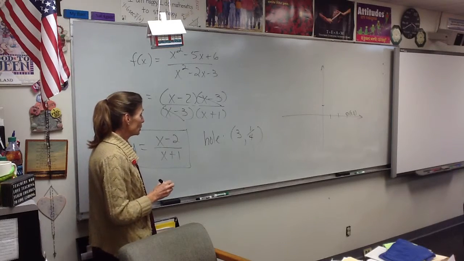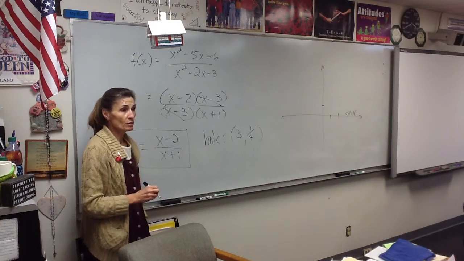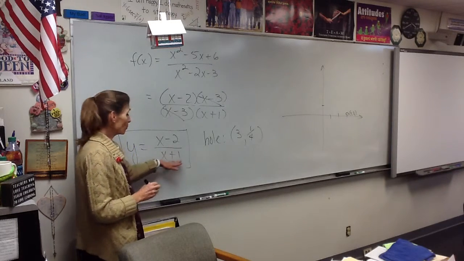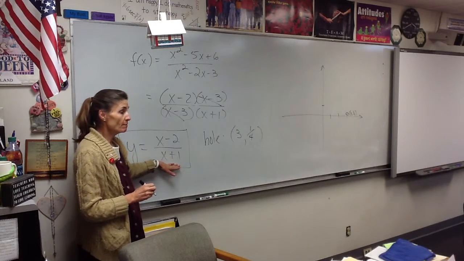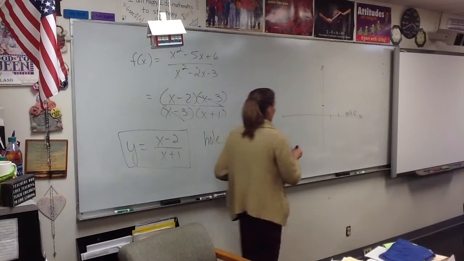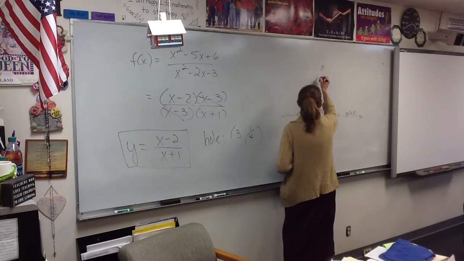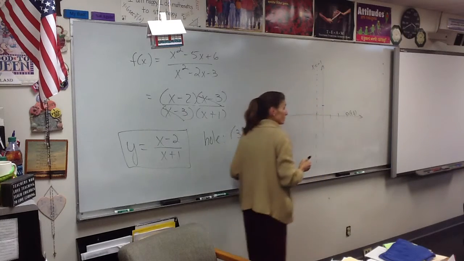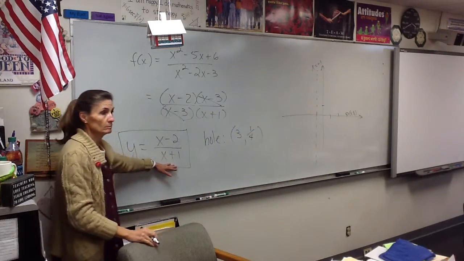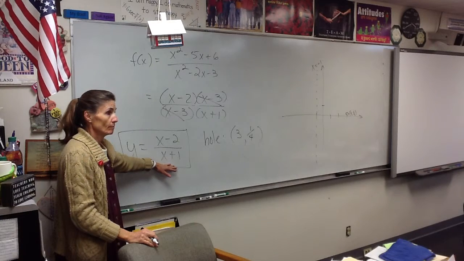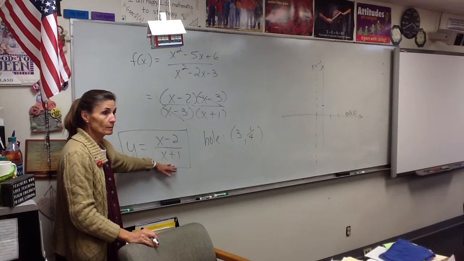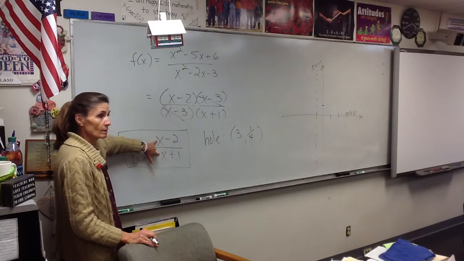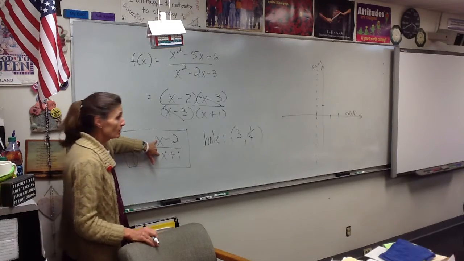Now, what else do I need to put in my picture? A vertical asymptote. And where does the vertical asymptote happen? At x equals -1. Is that right? Horizontal asymptote. Y equals 1.